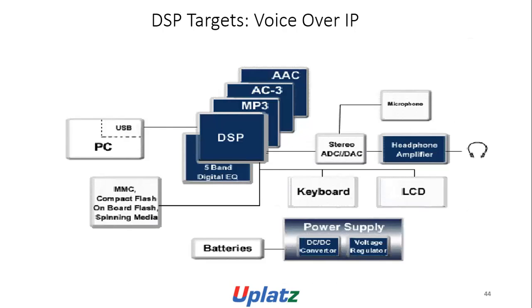DSP targets voice over IP. We have the PC USB. Through USB it connects to the DSP, which consists of MP3, AC3, or AAC algorithms. A five-band digital equalizer is also there. And it takes MMC, compact flash, onboard flash, spinning media. And it is managed by batteries, DC-DC converter and voltage regulator. And it goes to the stereo ADC, DAC, to which a microphone is connected, and a phone amplifier also is connected. And keyboard and LCDs are also connected to the DSP.